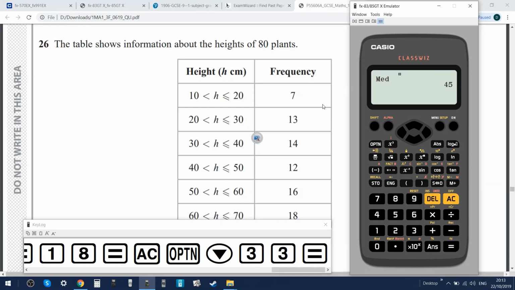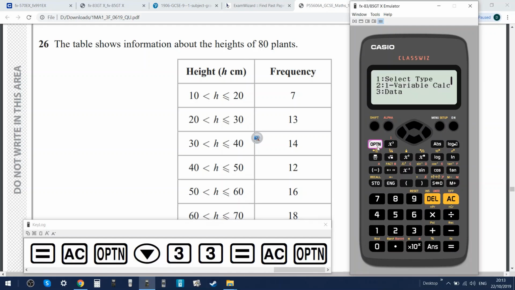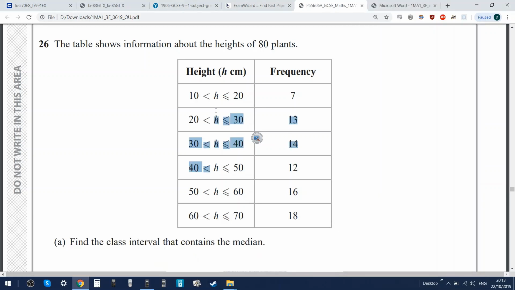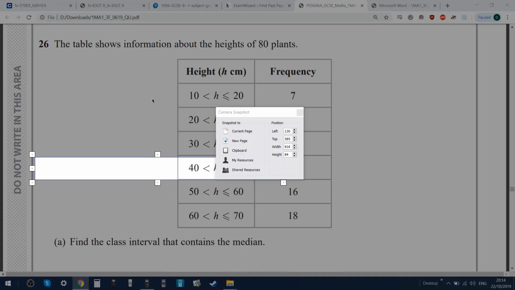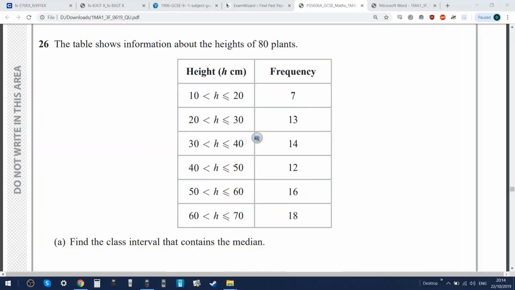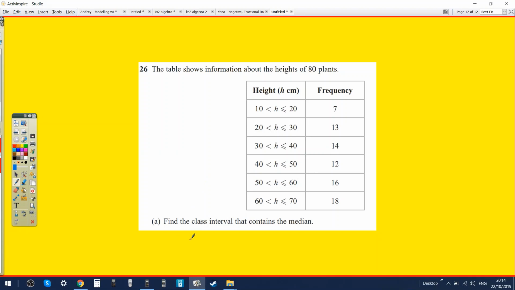Wait a second. 45. Which one was 45 again? So if you're not sure, you can press AC again, option and 3 for data. Go back to your data. Which number did we say was the 45 one? So that's 1, 2, 3, 4 down, and that was this one. The 45 one was the 40 to 50. So the answer isn't 45, that's just what we put into the calculator to cheat. The answer is 40 to 50.